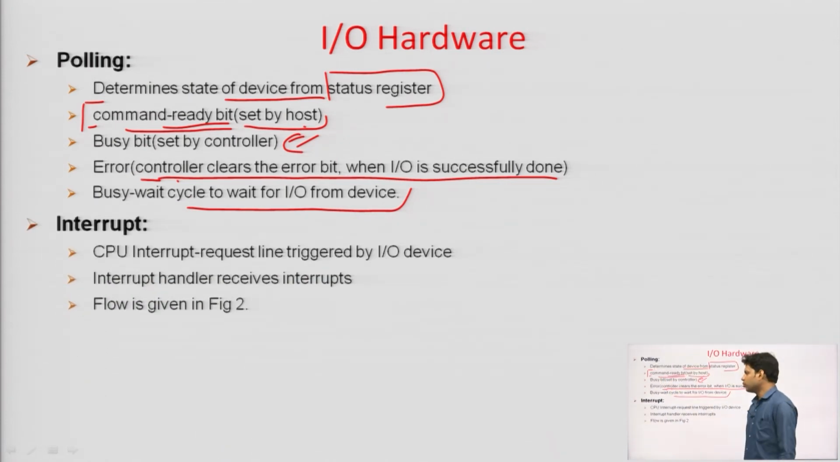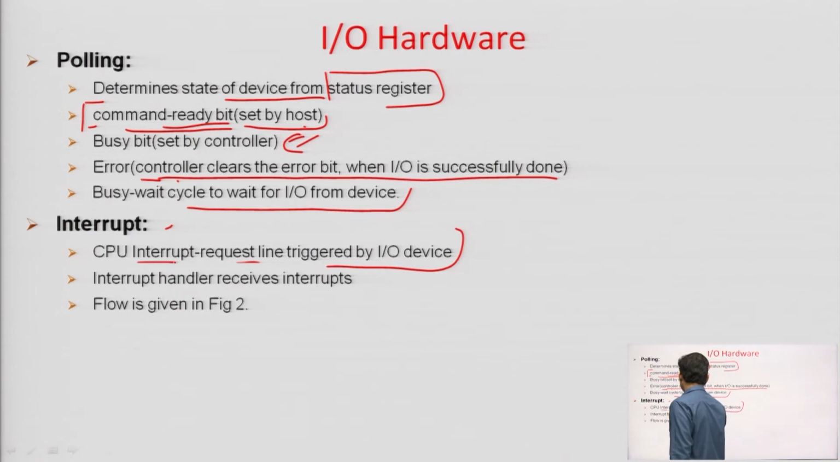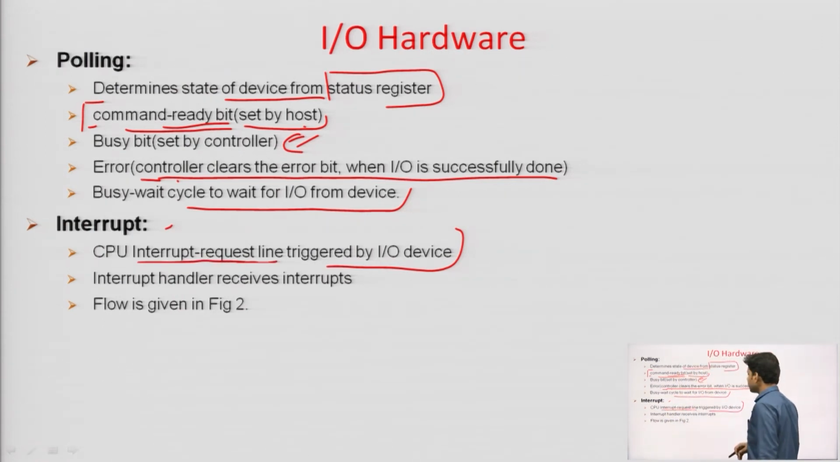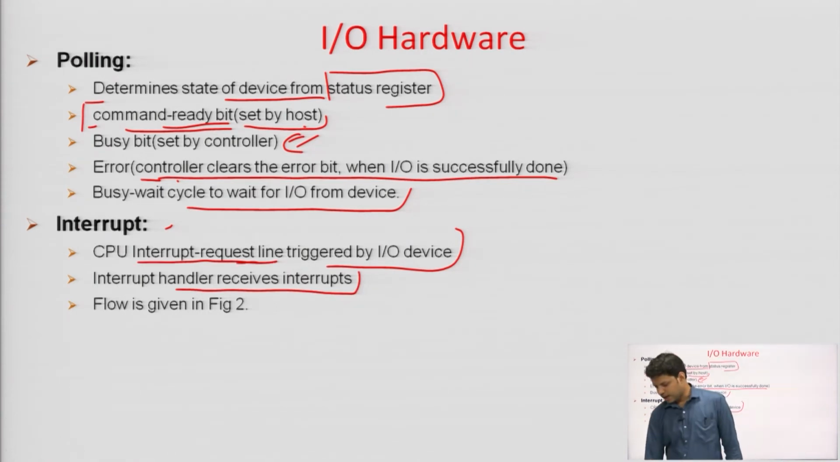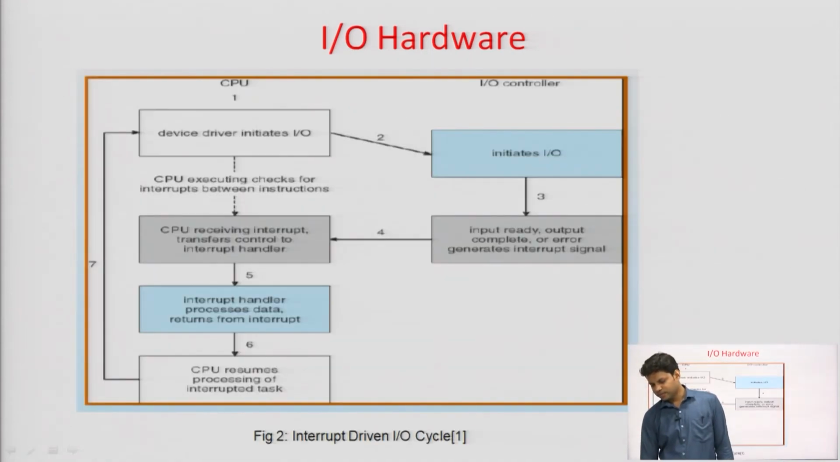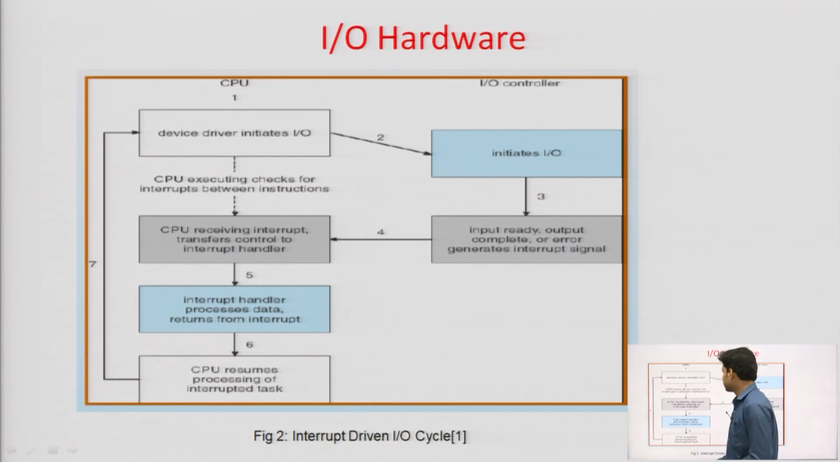Next method is to use interrupts. So the CPU interrupt request line is triggered by the input output device. There are several interrupt request lines which are triggered by an input output device whenever it wants to have communication. Interrupt handlers receive interrupts. So let's see the diagram directly. We'll come back to DMA later on.